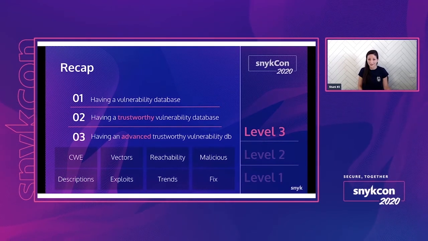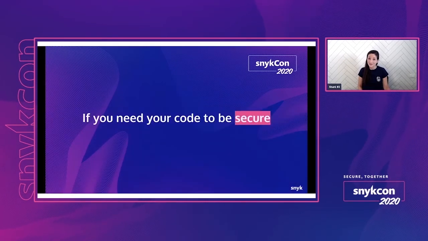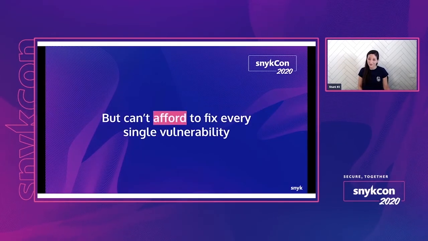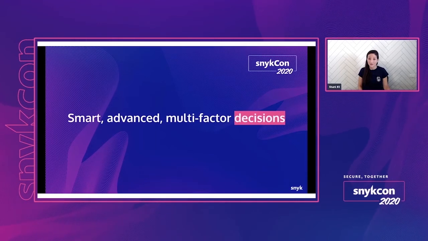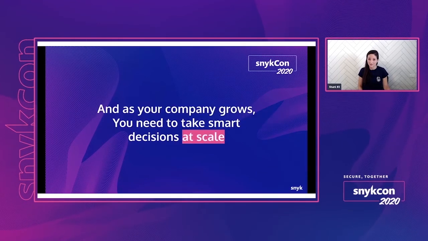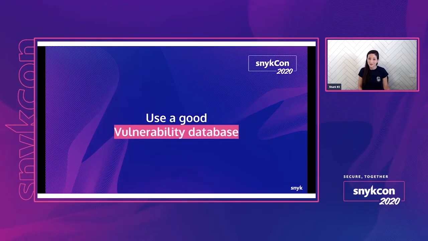Wow, that's a lot. Time to sum that up into something that's easier to remember. If you need your code to be secure, but can't afford to fix every single vulnerability, you need to make decisions. Smart, advanced, multi-factor decisions. And as your company grows, you need to take smart decisions at scale. Your decisions will only be as good as the data they rely on. So here's a good vulnerability database.